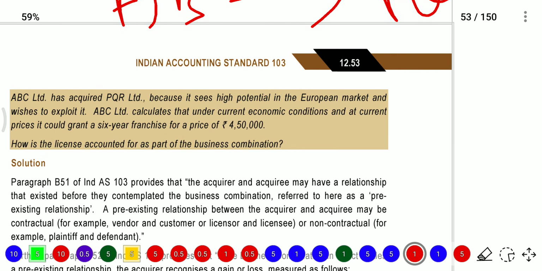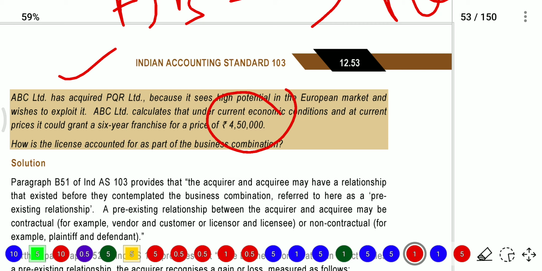Now ABC Limited acquired PQR Limited because it sees high potential in the European market. So ABC Limited acquired PQR Limited because they have the European market and wish to exploit it. ABC Limited calculated that under current economic conditions and current prices, it would be granted a 6-year franchise for 4,50,000.